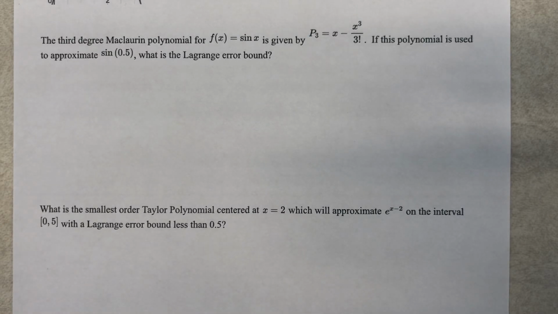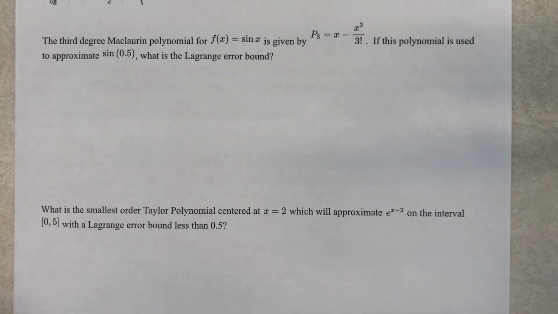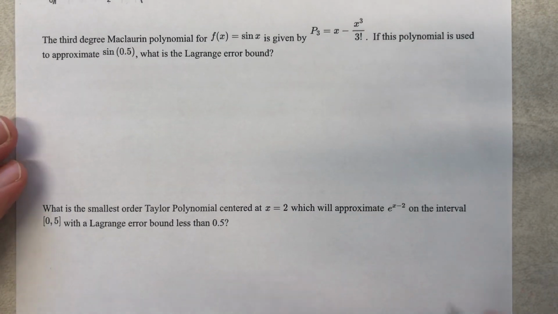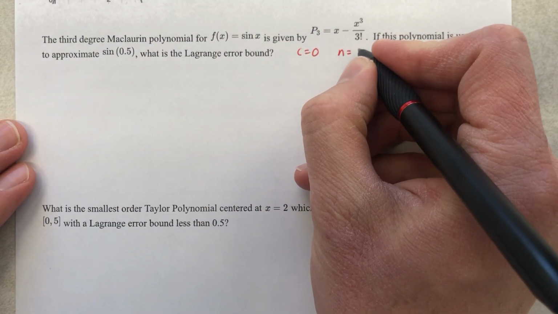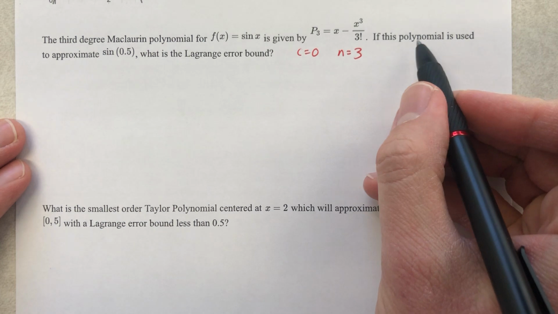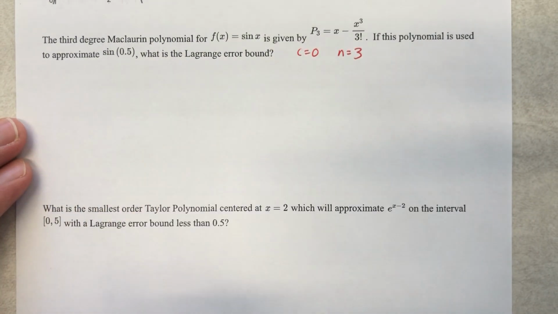The third degree Maclaurin polynomial for f of x equals sine x is given by this. Stop right there, write down what you know. A Maclaurin polynomial is centered at 0. I am dealing with a degree of 3. This polynomial is used to approximate sine of 0.5. What is the Lagrange error bound?